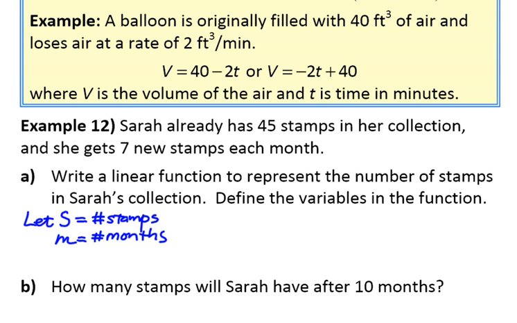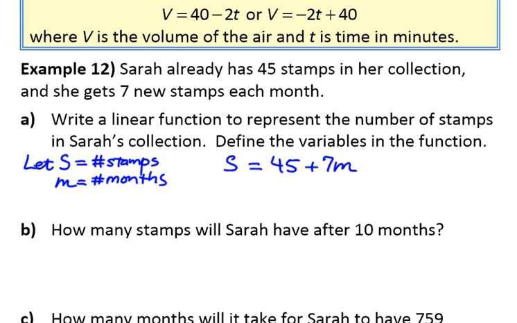So our equation then would be, how many stamps does Sarah have? The number of stamps that she has, she started off with 45. So we know she's got 45 to begin with. And then she's going to add to it every month. So each month she's going to add 7 more stamps. So month 1, 7, then another 7, then another 7. So she's going to add, depending on how many months have occurred, 7 times the number of months. So that would be our equation. S is equal to 45 plus 7M.